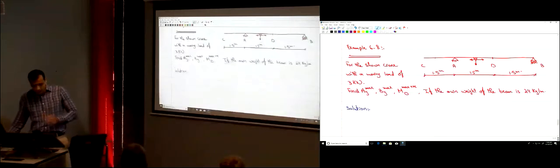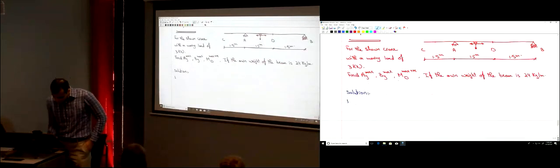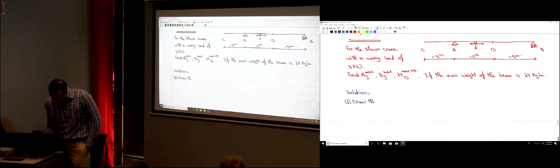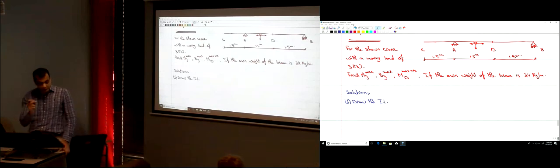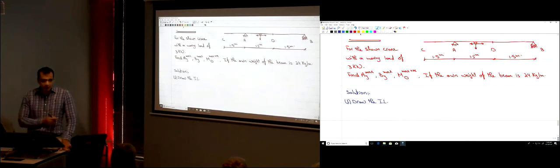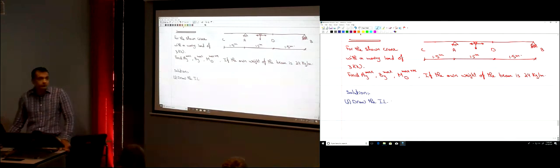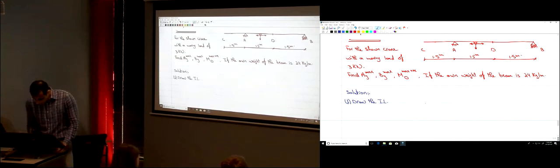So the solution here, the first step, let's draw the influence line for any function that we want to maximize. Draw the influence lines. So I have to draw the influence line for AY, and for BY, and for MD. I use the influence line for AY to find the location of the load that maximizes AY, and then the influence line of BY to find the location that maximizes BY, and then the influence line of MD to find the location that maximizes MD. So let's draw the three influence lines.